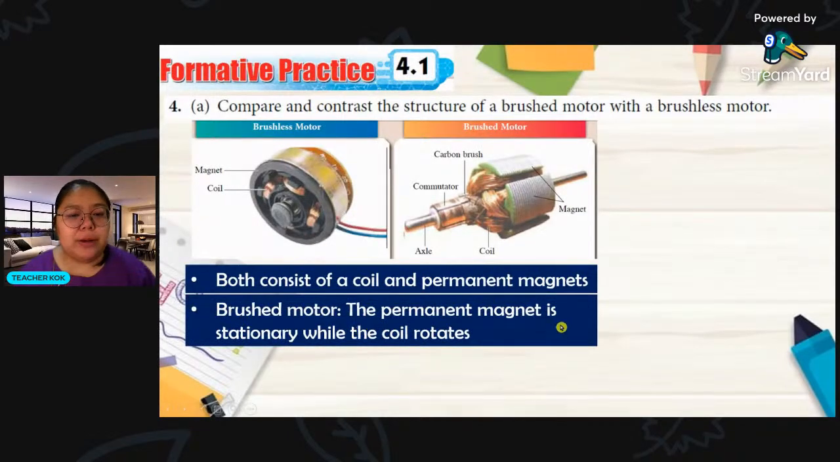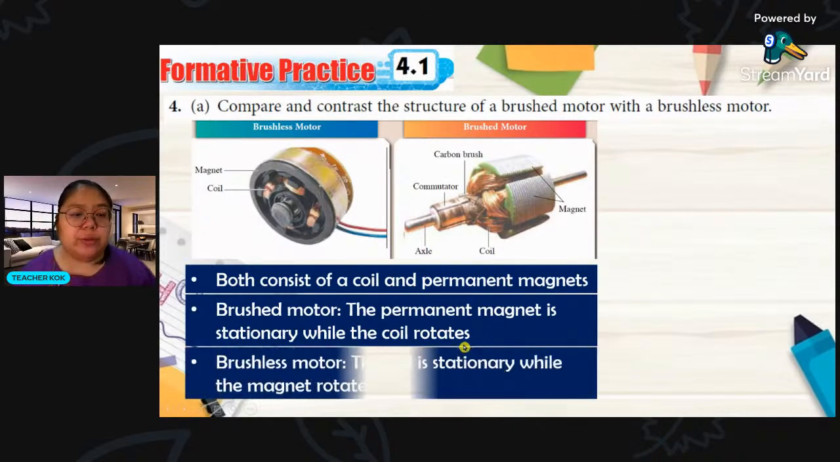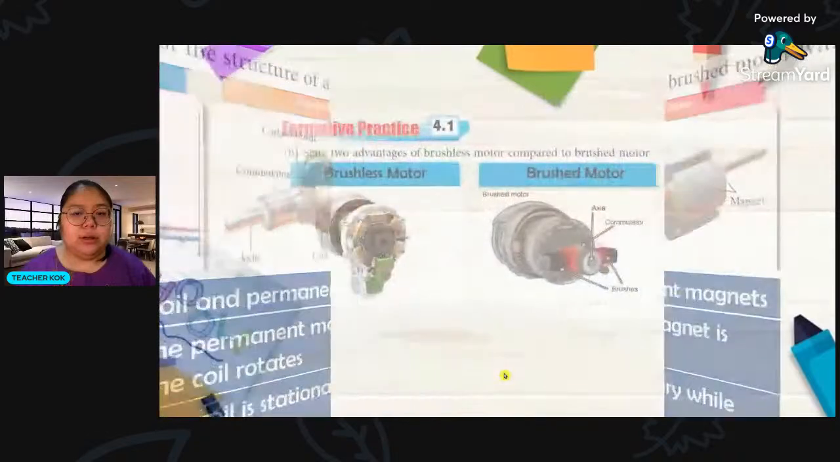In a brush motor, the permanent magnet is stationary while the coil rotates. Okay, the brushless one means the coil is stationary and the magnet is rotating. So this one is how they start to move it.